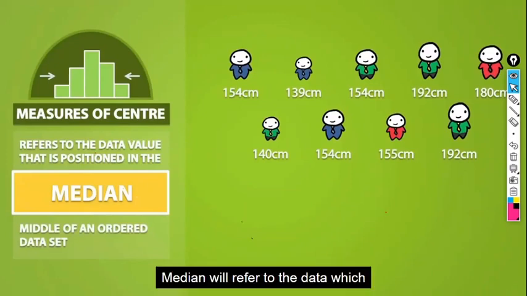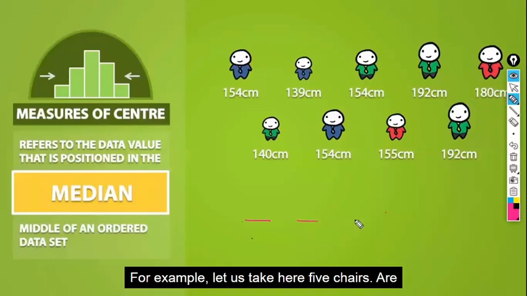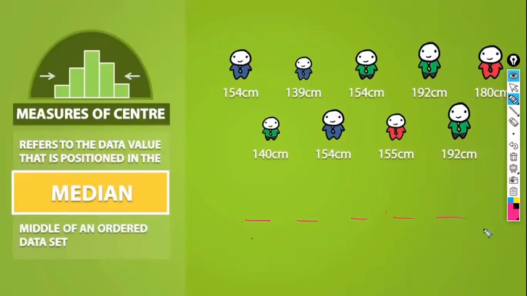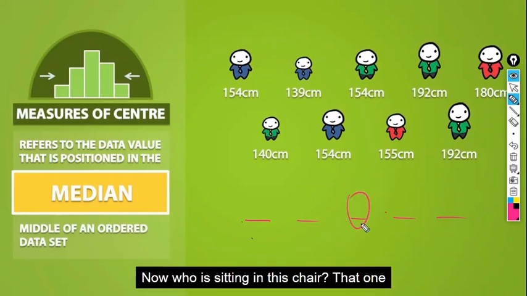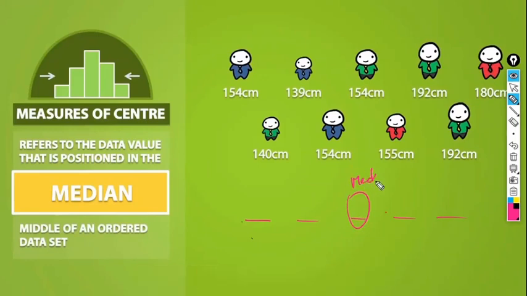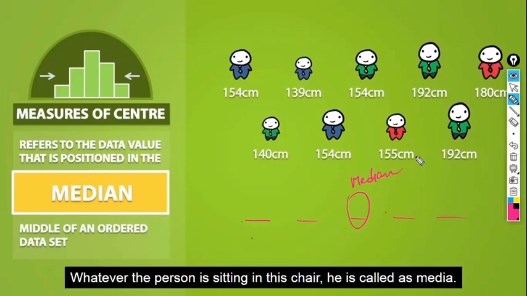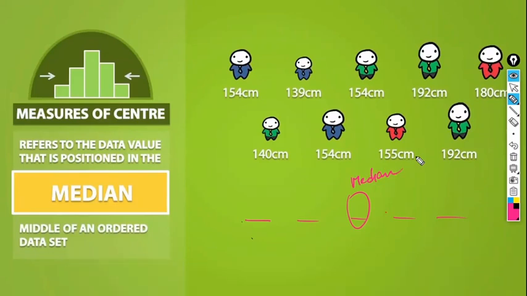Median refers to the data which is in the center position of the order. Order means whatever data you have, first you keep it in order. For example, let us take 5 chairs. Assume these are the chairs. What is in the center one? This one only, right? Whoever is sitting in this chair is called the median.